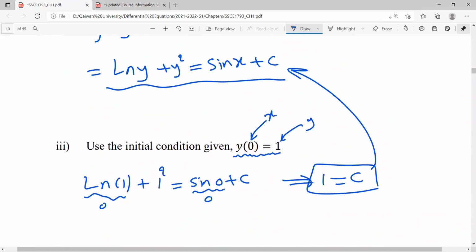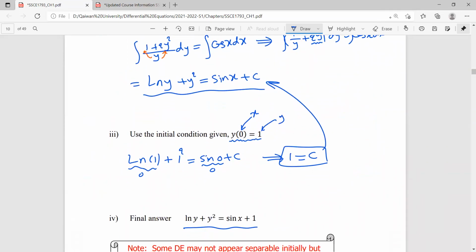We return c to this equation and it will be the final answer. Look, ln y plus y squared equals sine x plus c, and c here is 1. As you see, this is the final answer: ln y plus y squared equals sine x plus 1.